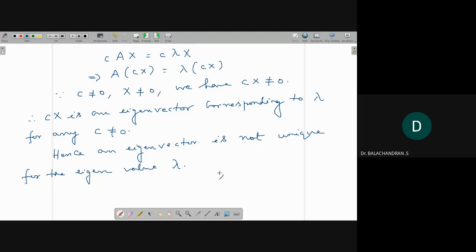So for example, lambda equal to 2 is an eigenvalue. The corresponding eigenvector is 2, 3, minus 1. So any constant multiple, we can take C, is also an eigenvector for lambda equal to 2. C is a non-zero constant. So that is the content of this property.